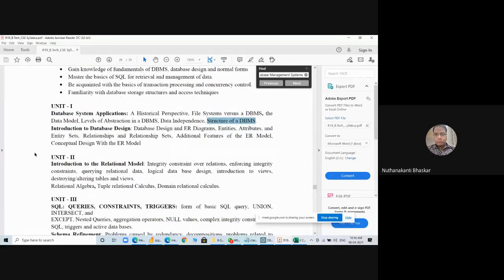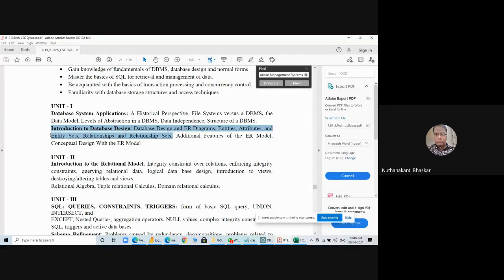We also covered in the lab the introduction to database design: the database design, ER diagrams, entities, attributes, entity sets, and relationships. Up to this, we already covered. Correct?